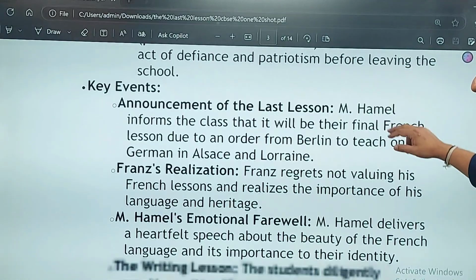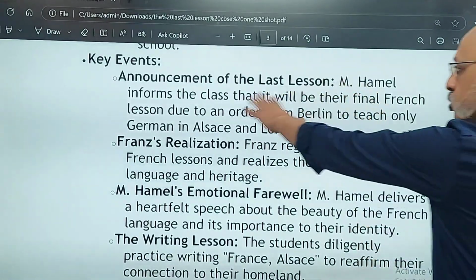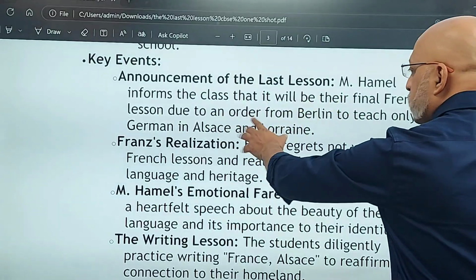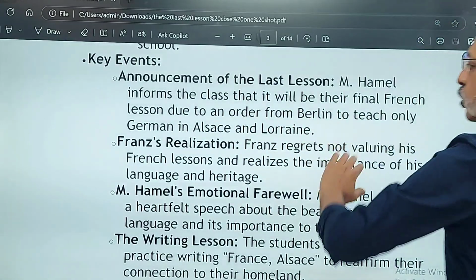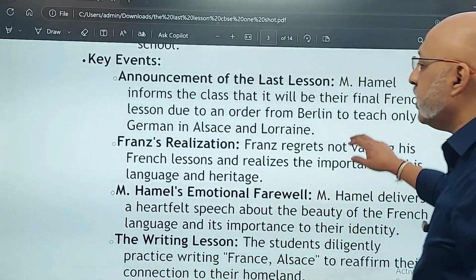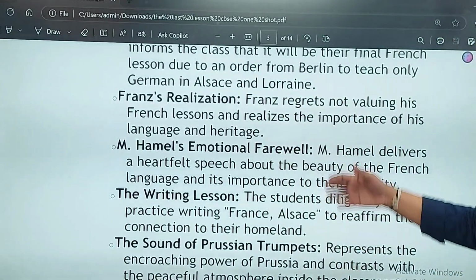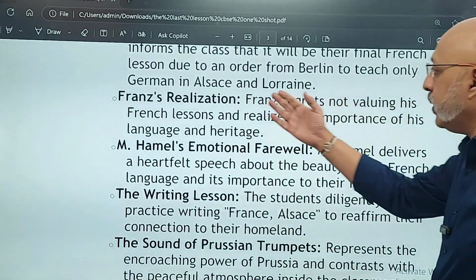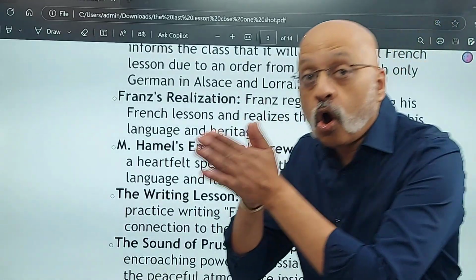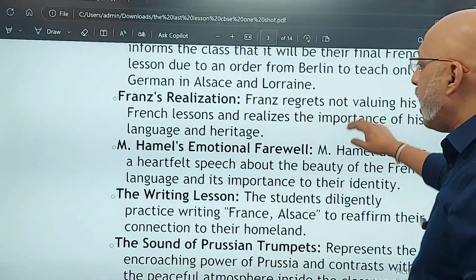Then, what are the key events in this particular story? Announcement of the last lesson, because he announces that this will be the last French lesson due to an order from Berlin to teach only German in Alsace and Lorraine. The second key event is Franz's realization that he regrets not valuing his French lessons and realizes the importance of his language and heritage on the last day.